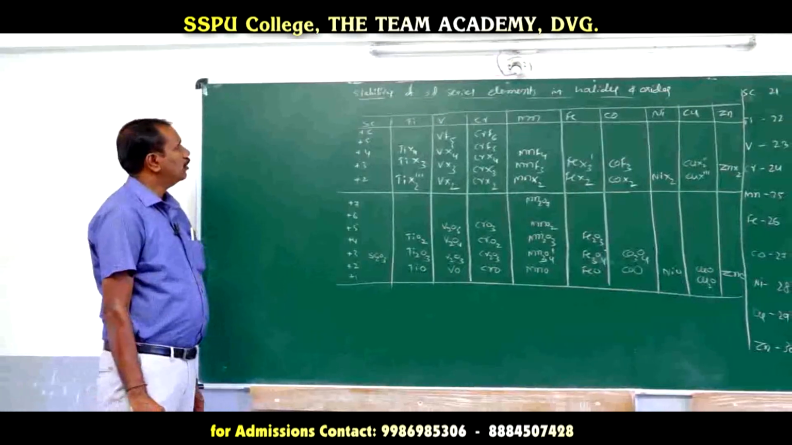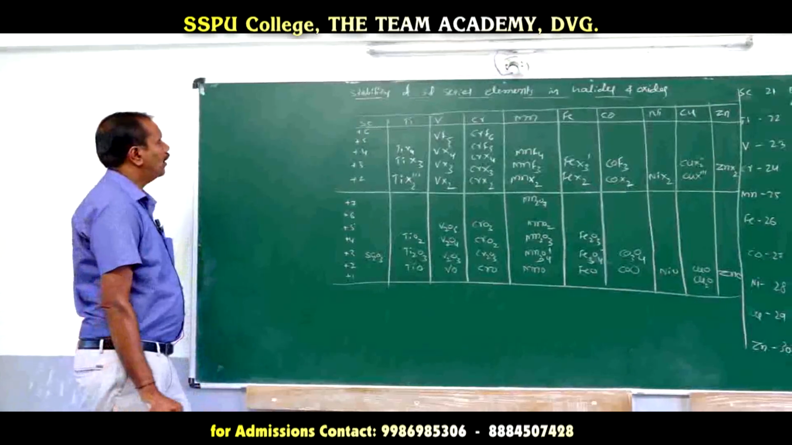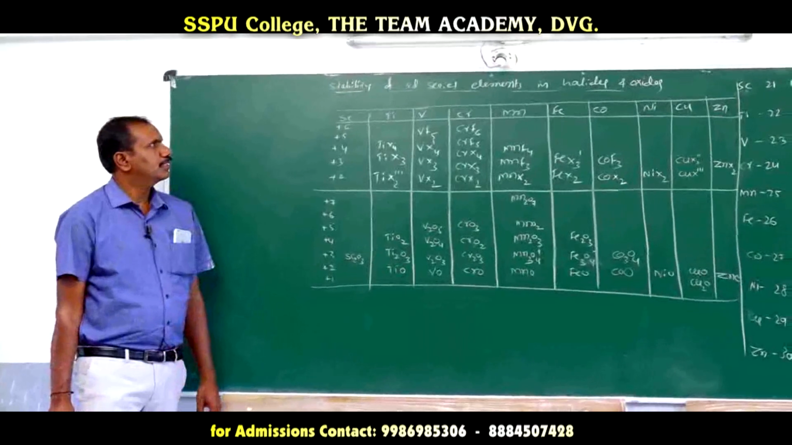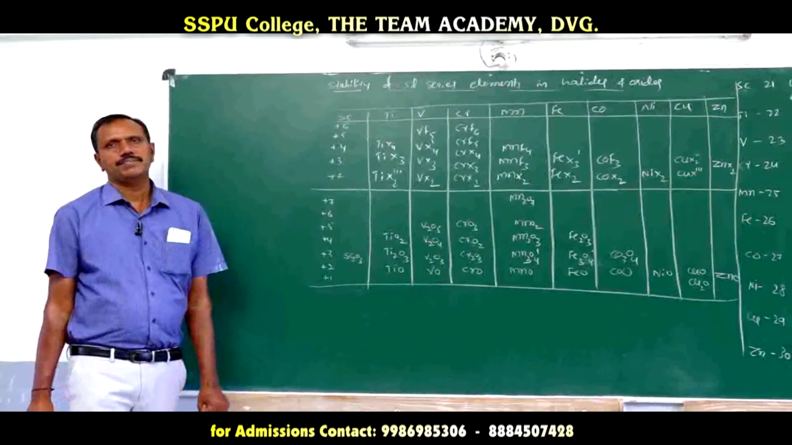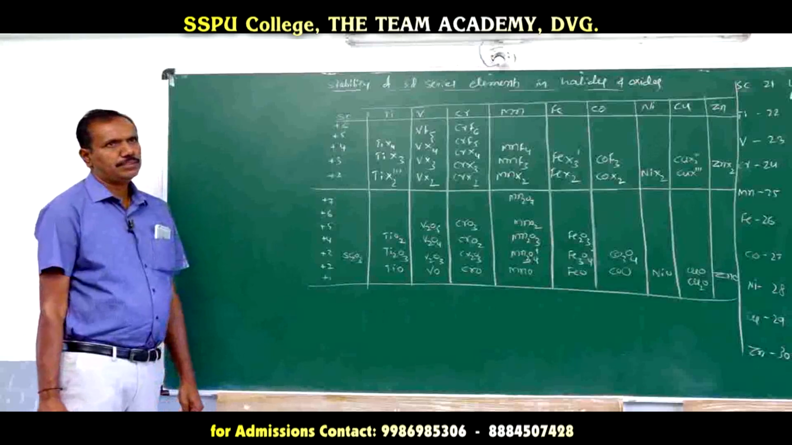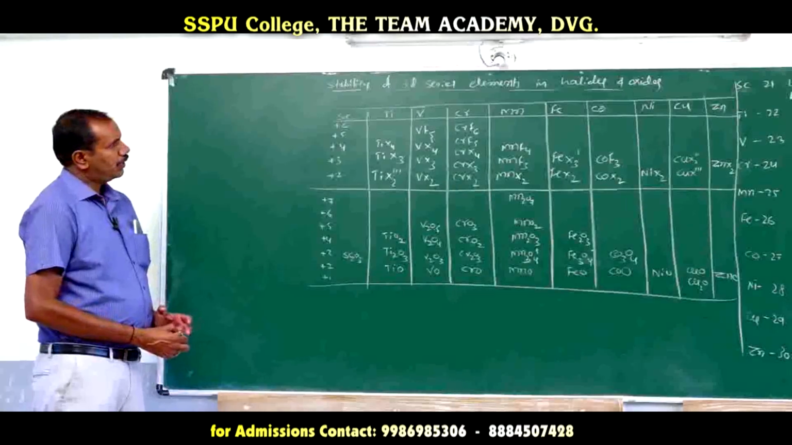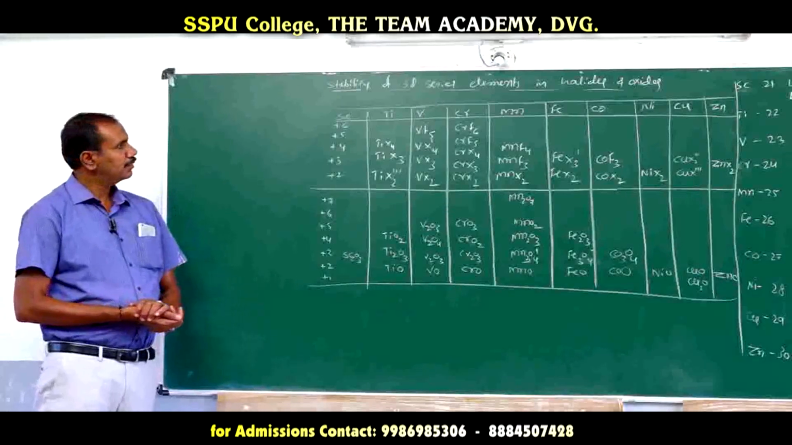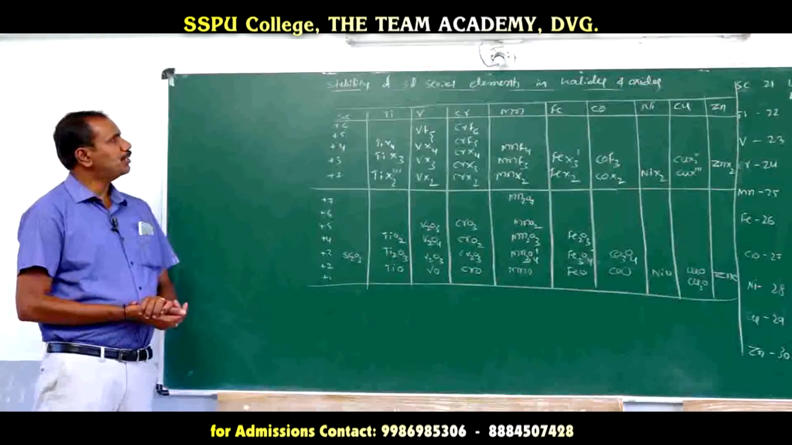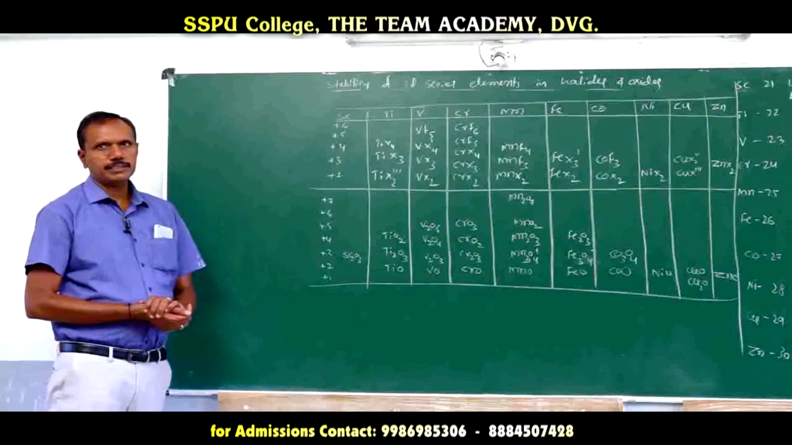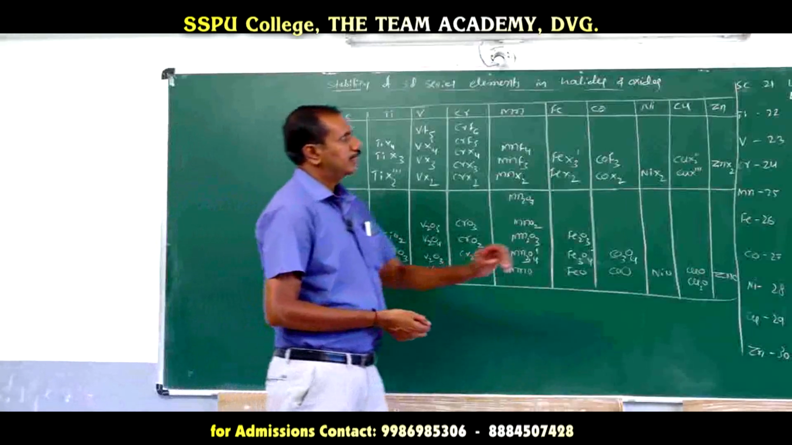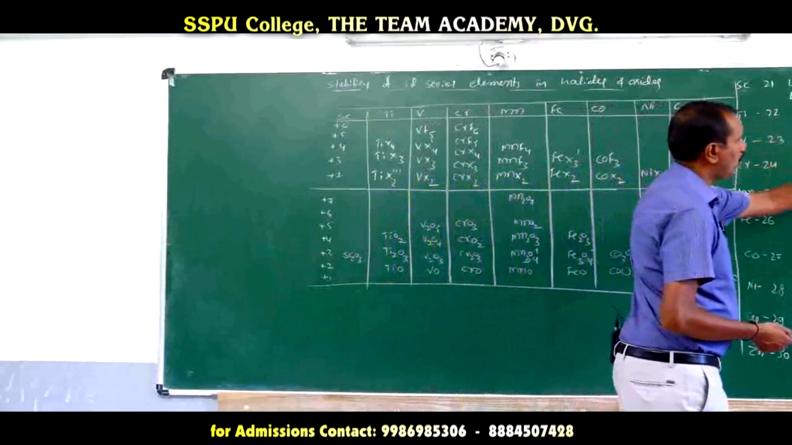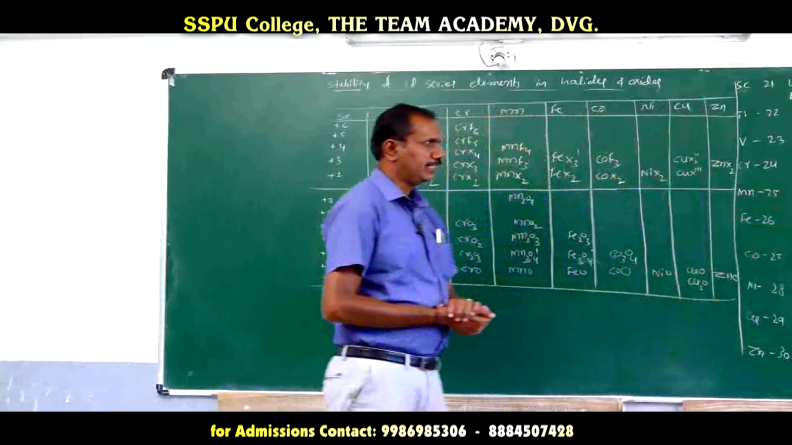Okay, dear students, so we'll go for the stability of halides and oxides of 3d series of elements. We know that the stability should be explained on the basis of formation of halides and oxides, on the basis of the lower oxidation state and higher oxidation state.